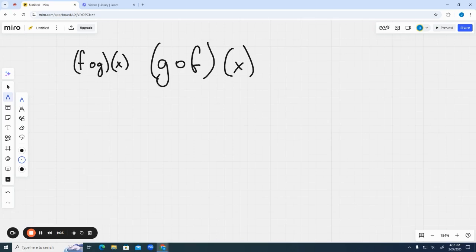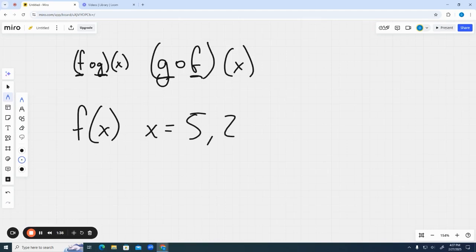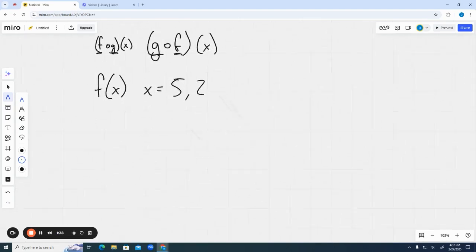See, what this means is that you're plugging one function into another. So like plugging g into f or f into g. And the way that we do this is the same way that we do things like solving a specific function for a specific value of x. Like if I were to say, find f of x when x is equal to 5, or x is equal to 2, or something like that, right?